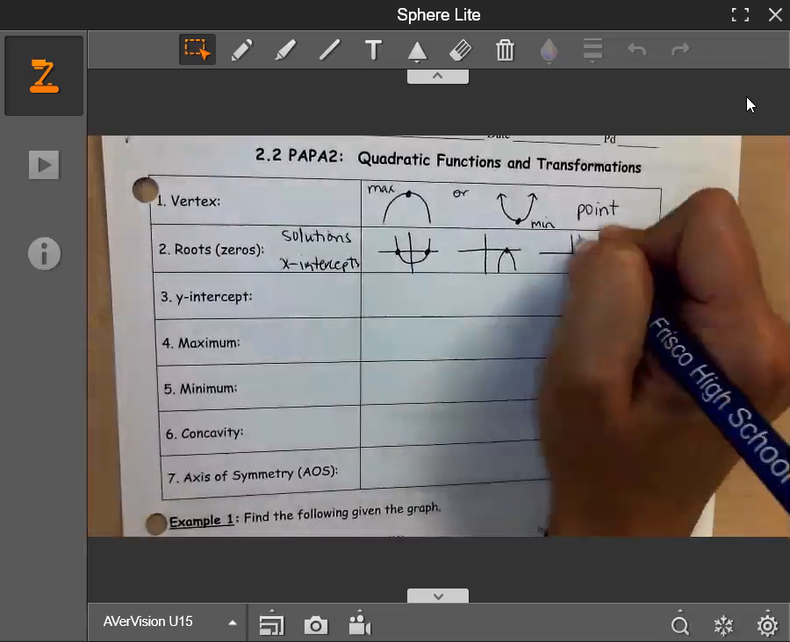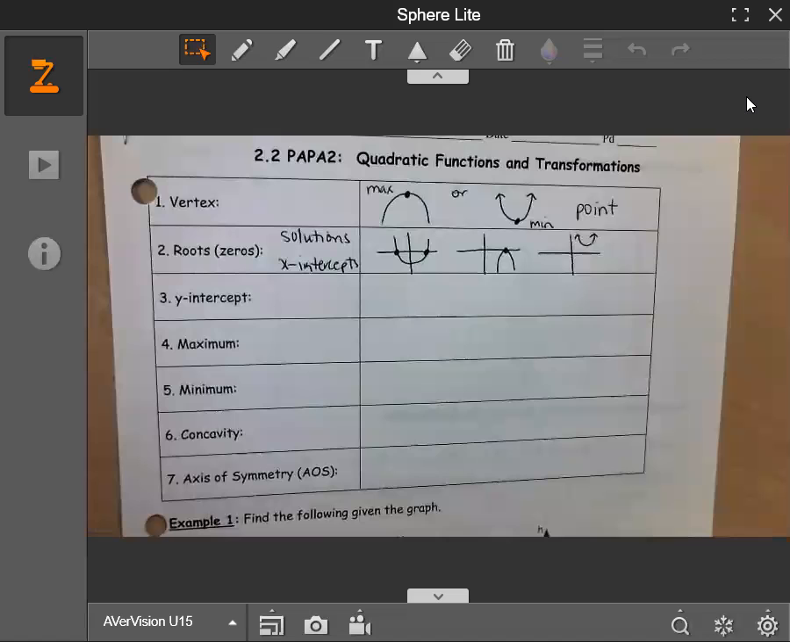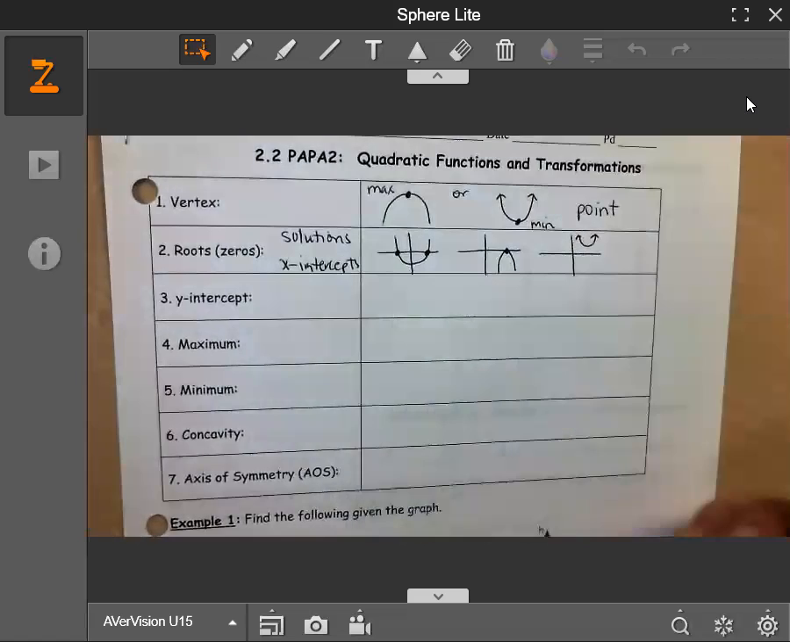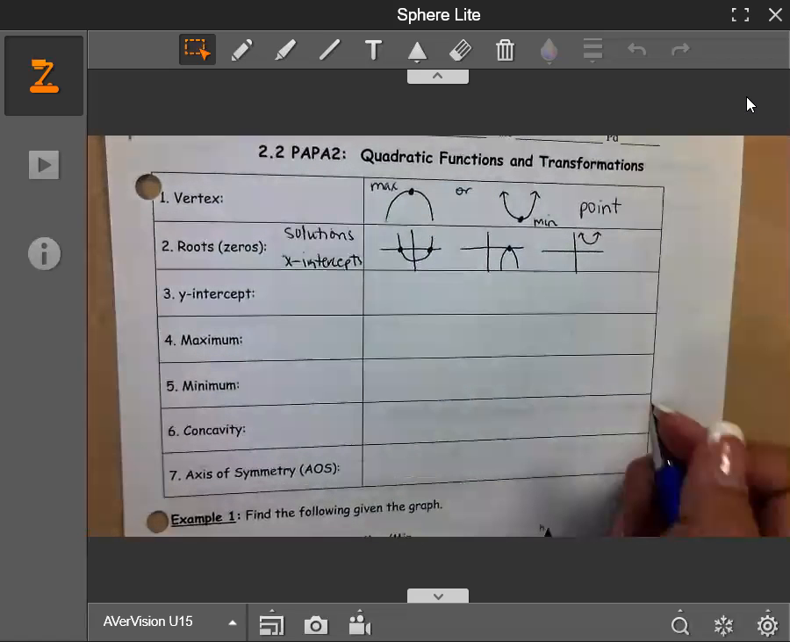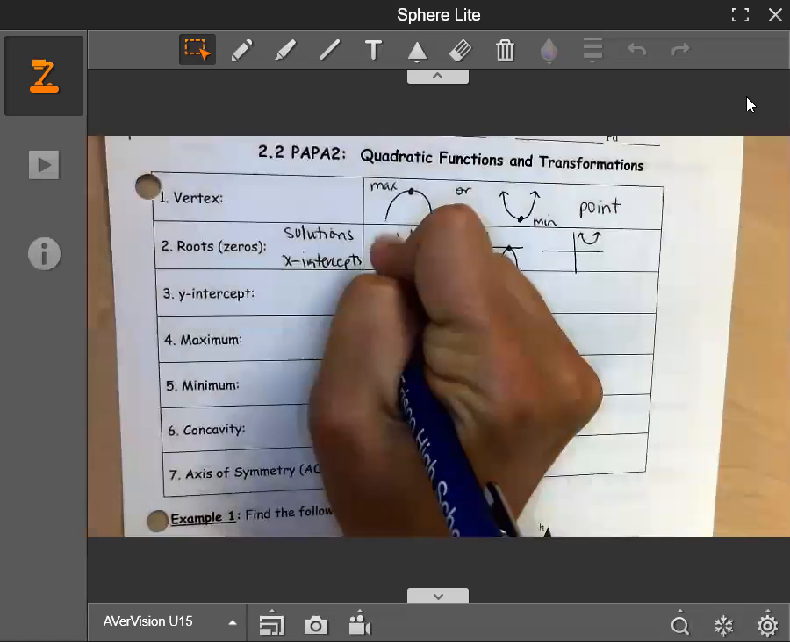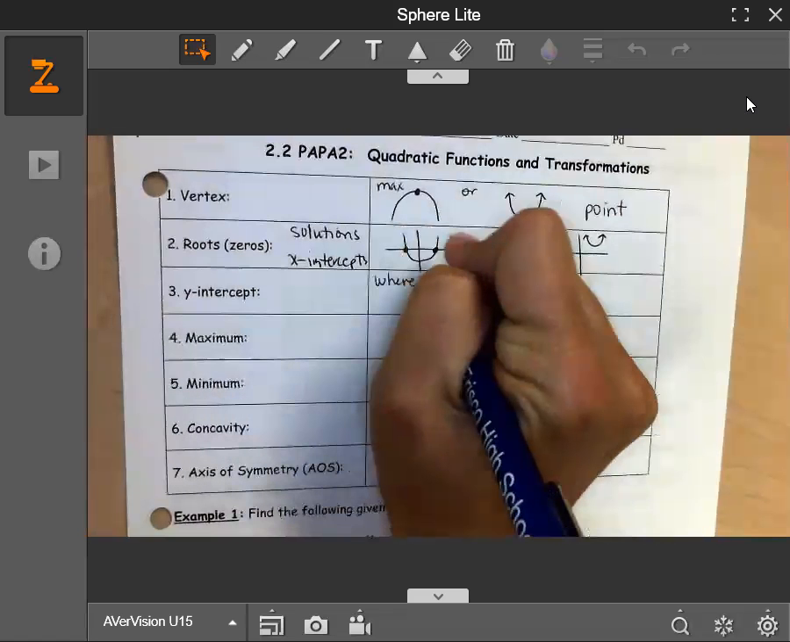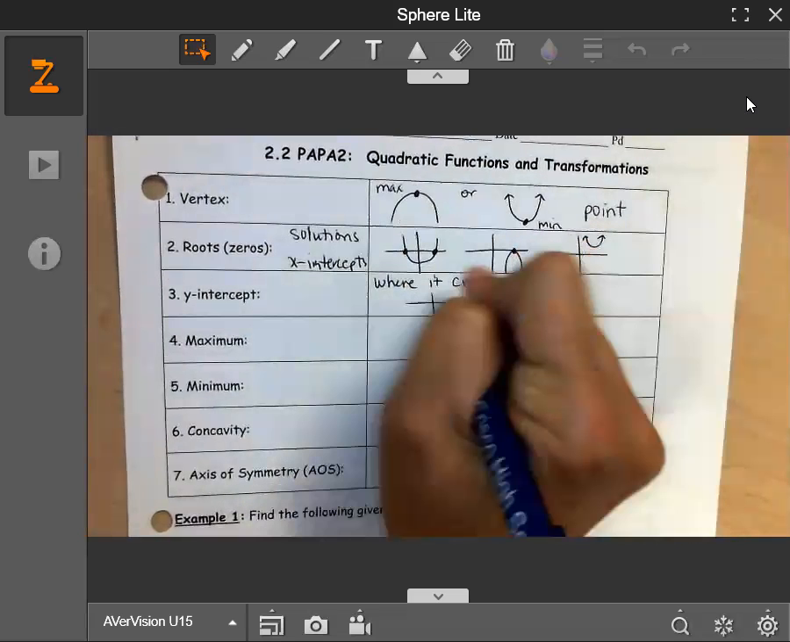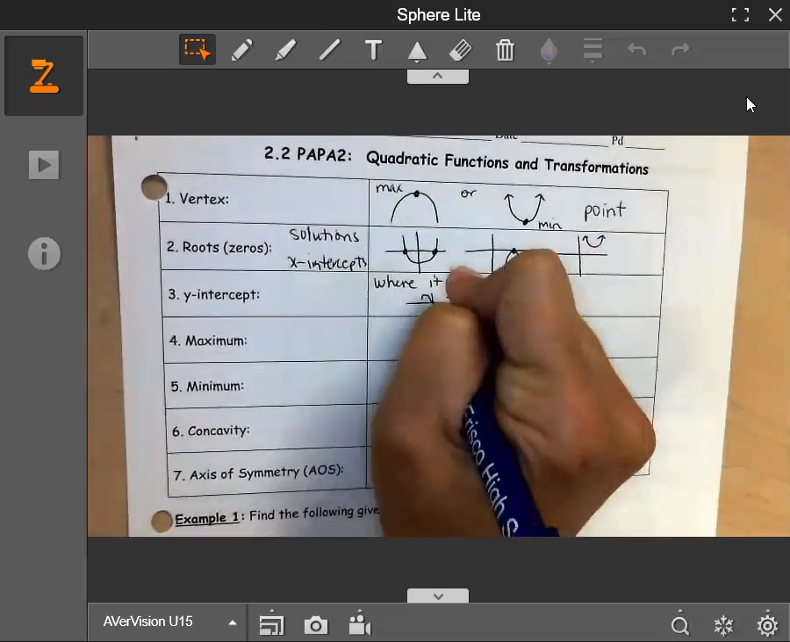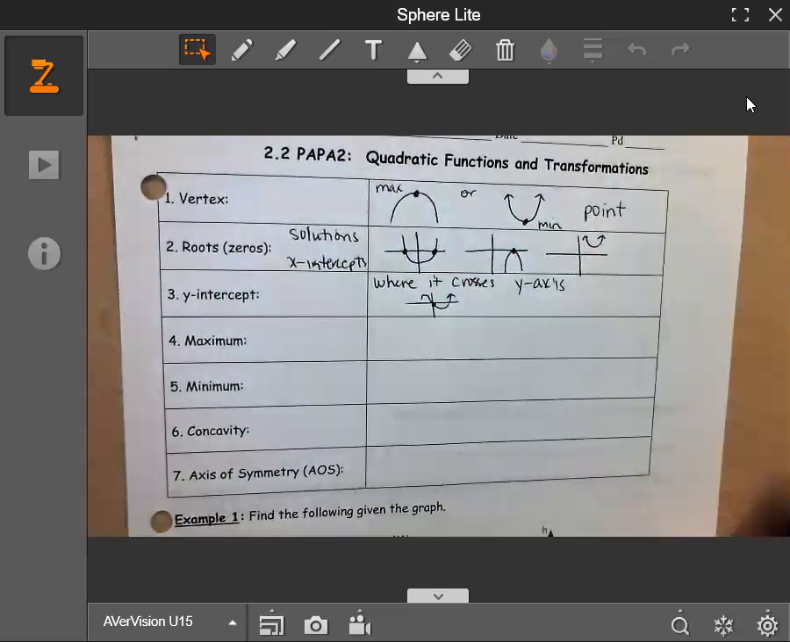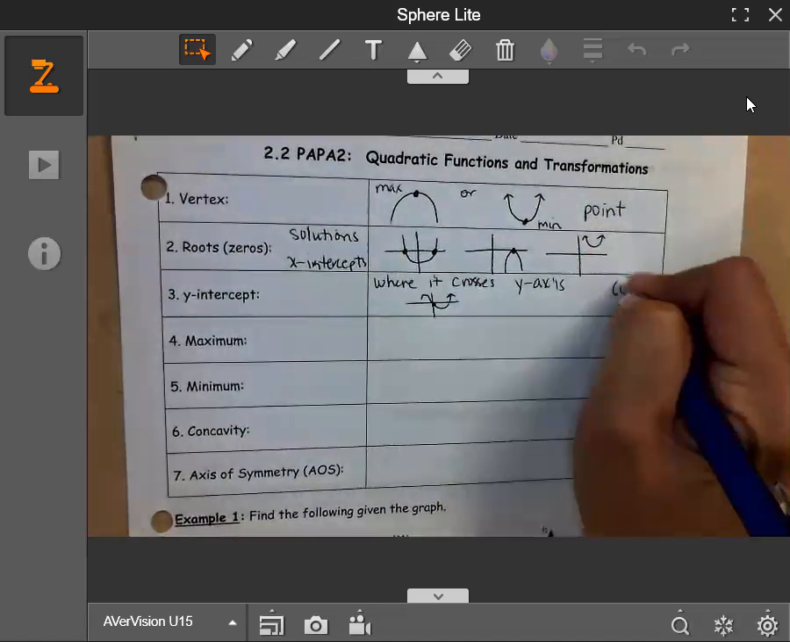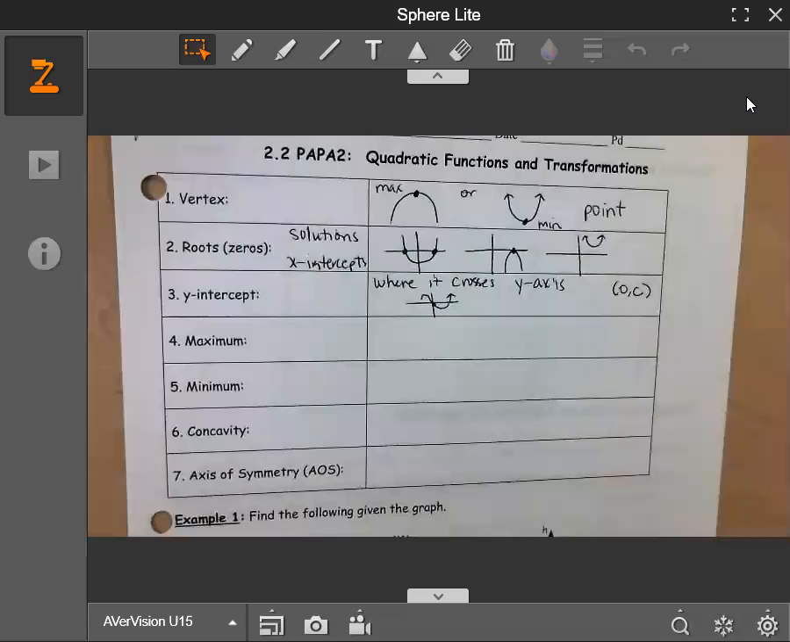And if it doesn't touch the x-axis like this, it would be two imaginary ones. So these are our real solutions right here, and then we've got imaginary ones we'll get to later on. The y-intercept is where it crosses the y-axis. It's that ordered pair right there where it crosses the y-axis. We'll see later that that is the c value on the standard form, so that is (0, c).